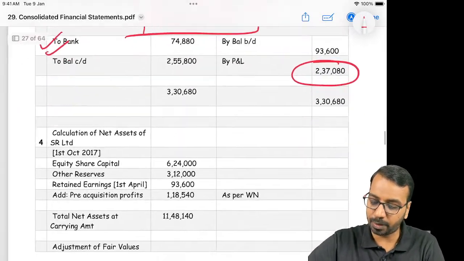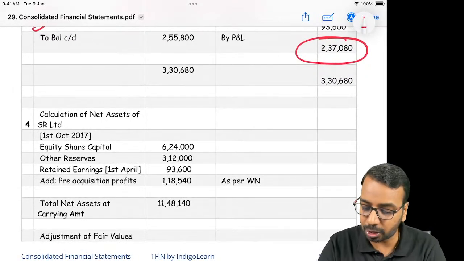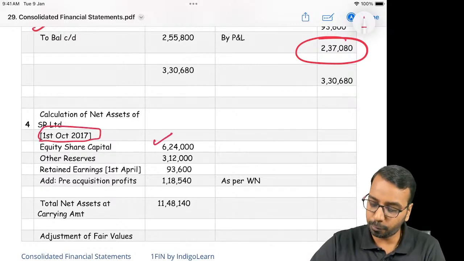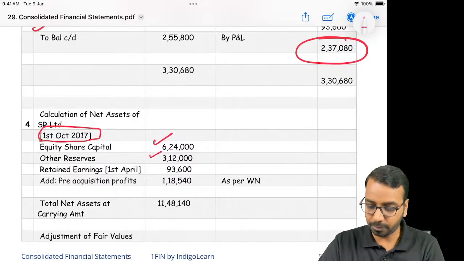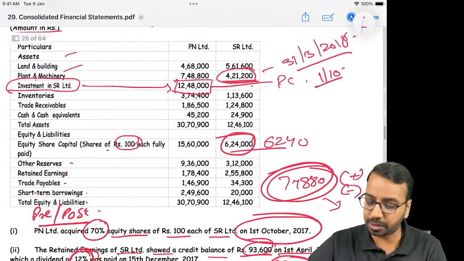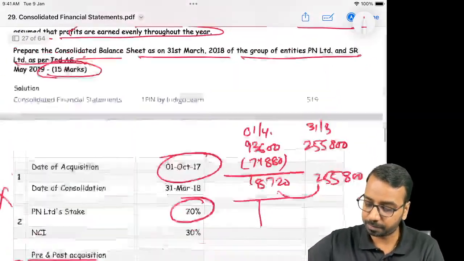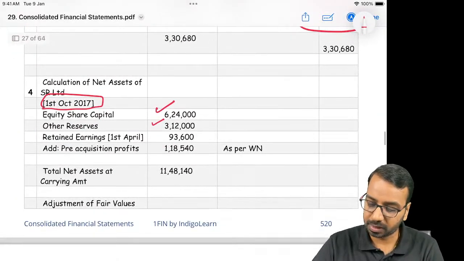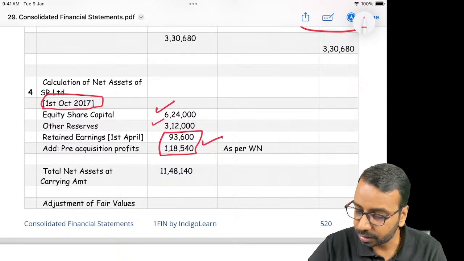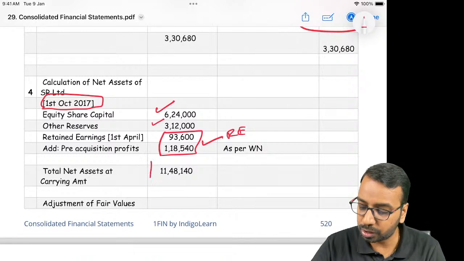This is more simpler. Now, how to calculate net assets of SR Limited on 1st of October? Equity share capital 624. Other reserves 3,12,000, because the question said other reserves have not changed. So from the question itself we can take 3,12,000, the same number. Then retained earnings, and add pre-acquisition profit. This will be your retained earnings pre-acquisition. So this is the total net asset.